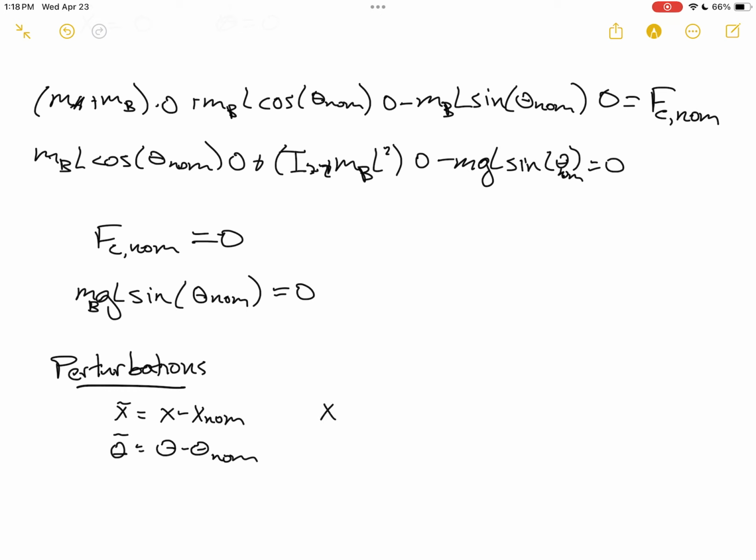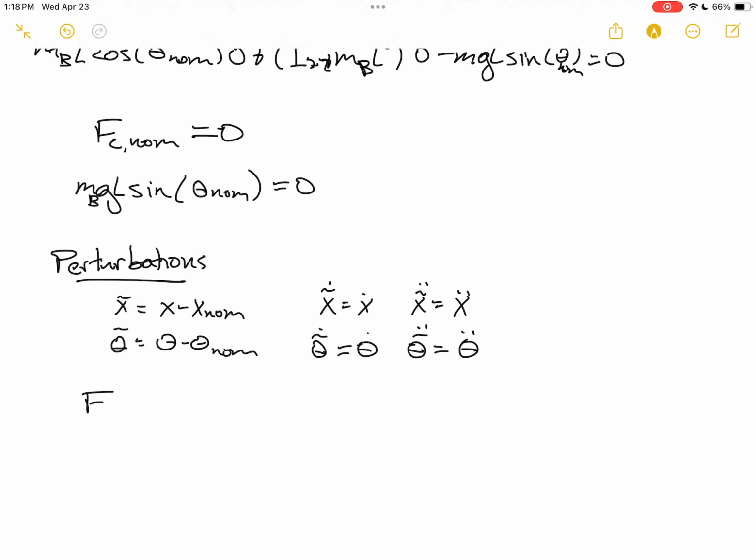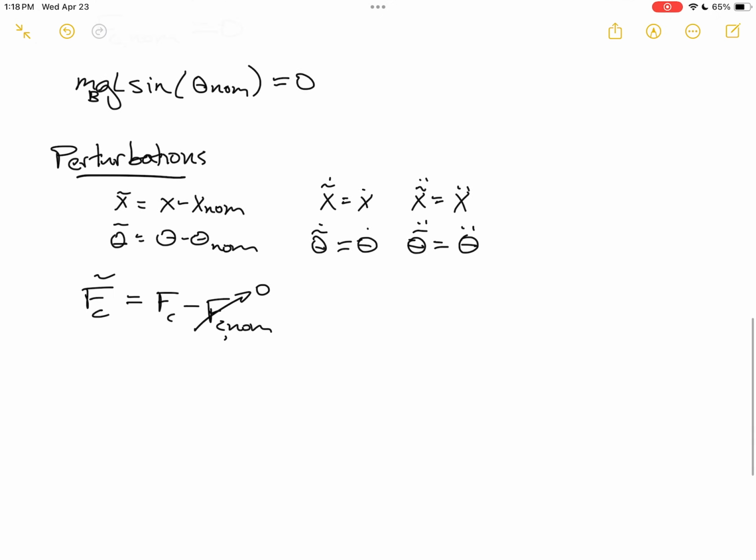That means because x nominal dot is 0, x tilde dot is equal to x dot, and x tilde double dot is equal to x double dot, and same for thetas. Theta tilde dot is equal to theta dot, theta tilde double dot is equal to theta double dot. And FC, we'll define a perturbation from our nominal force as well, is equal to FC minus FC nominal, the nominal force, and that one we already determined is equal to 0.